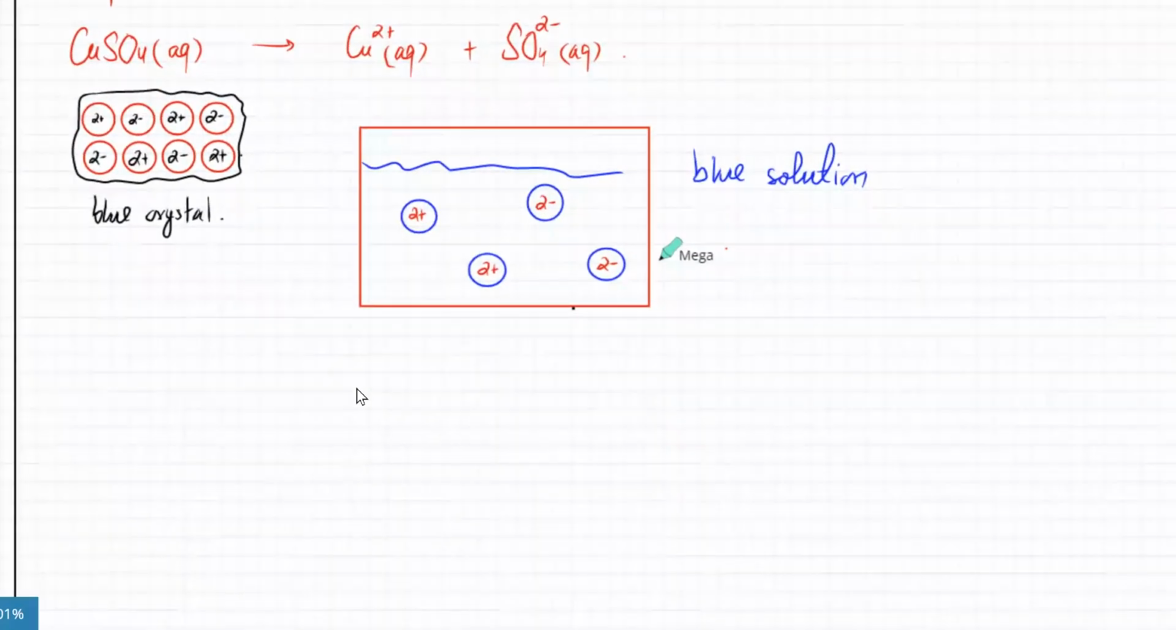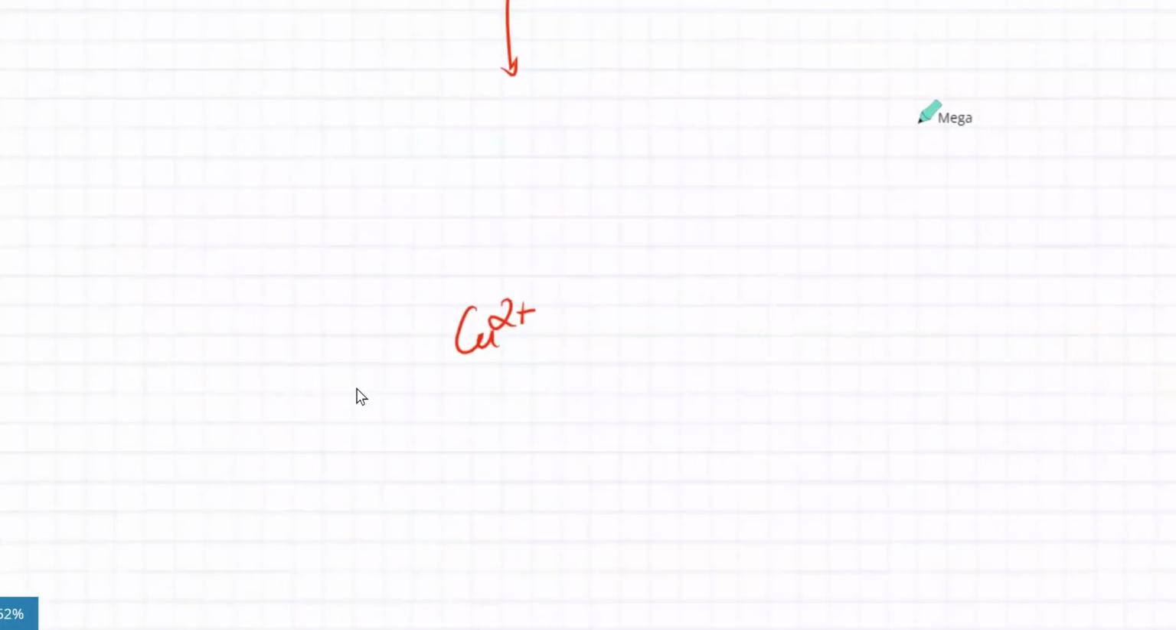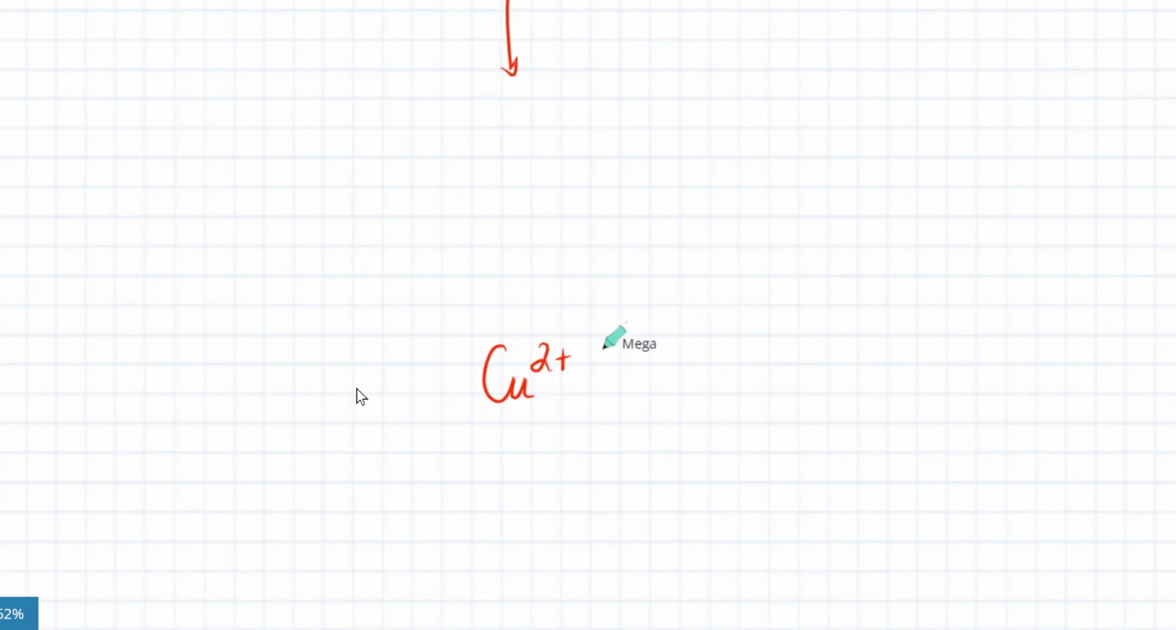Now when they get dissociated, it's not that copper 2 plus is left alone. Let's focus on this one. You've got copper 2 plus, and remember it's surrounded by water molecules. Let's focus on this copper 2 plus now. It's surrounded by water molecules, and water molecules have lone pairs.